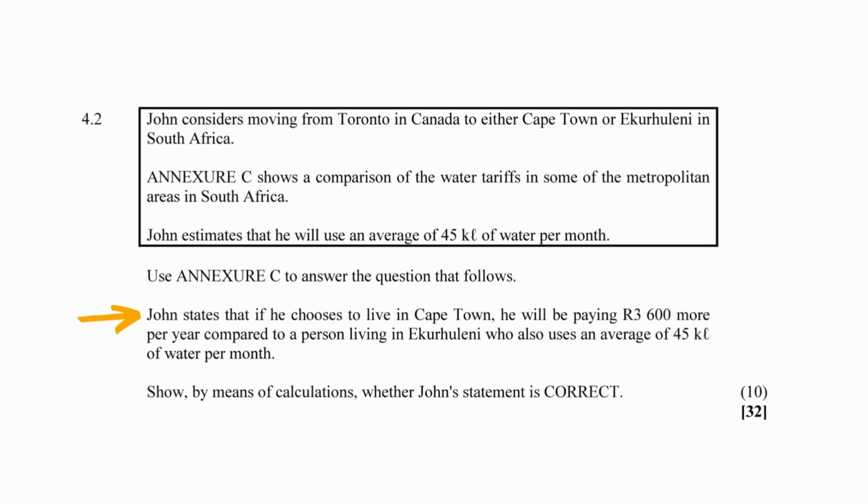In this question, John stated that if he chooses to live in Cape Town, he will be paying 3,600 Rand more per year compared to a person living in Ekurhuleni who uses an average amount of 45 kiloliters of water per month. You will have to prove by means of calculation whether his statement is correct.